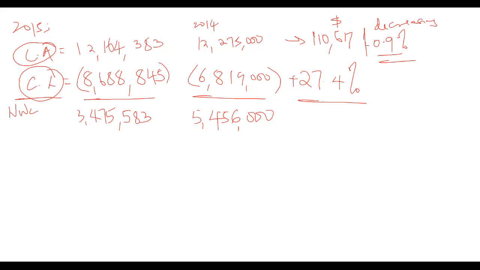Okay, let me repeat. The company's need for short-term finances is how much? It has decreased. Don't forget, the need is the current assets. You need the current liabilities to finance your current assets. So the need has decreased by 0.9%, because there's a decrease in the company's current assets by negative 0.9%. However, the company's reliance on short-term finance sources has increased by 27.4%.